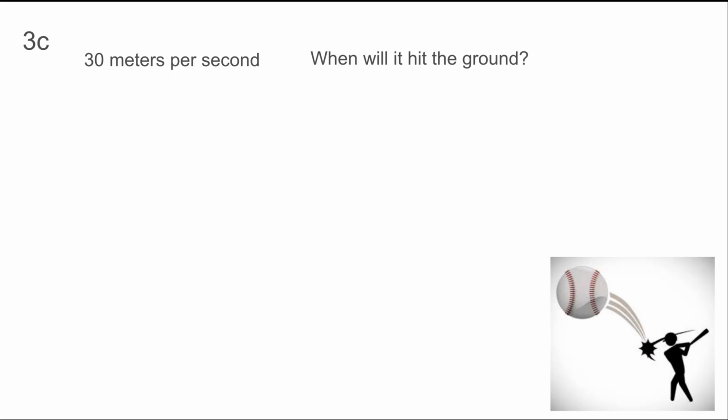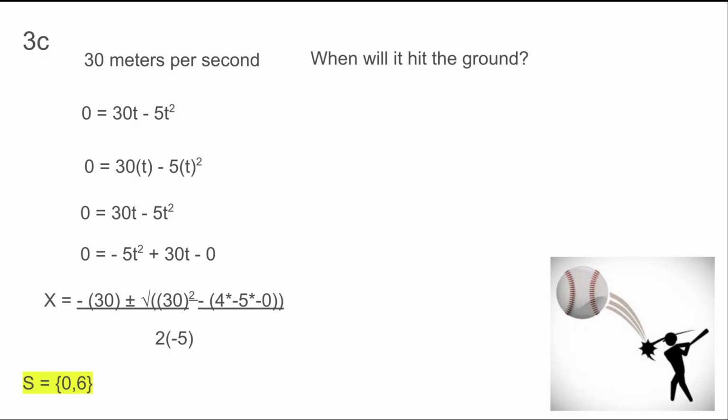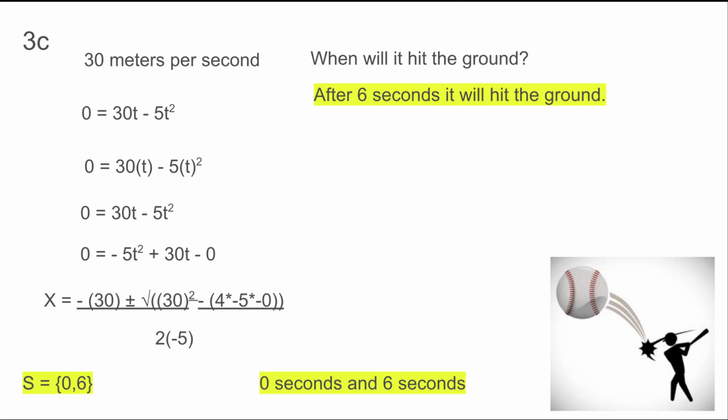Okay, so when will it hit the ground? So ground is 0 distance. We plug that into our d. We solve. We move 0 over, we rearrange our terms, we put these numbers in our quadratic formula, we solve. 0 and 6 seconds. So it starts at 0 ground at 0 seconds, and it goes up into the air and it goes back down all in 6 seconds. It hits the ground.